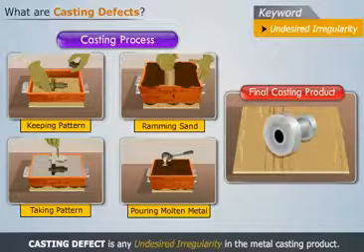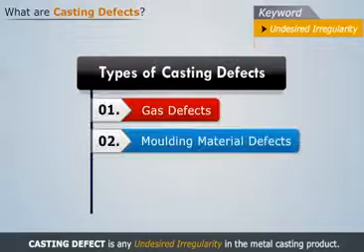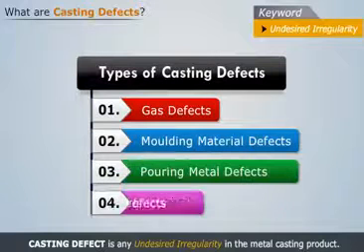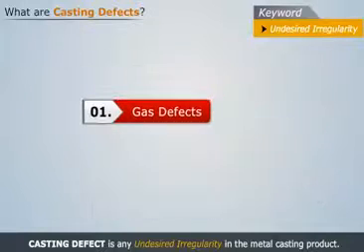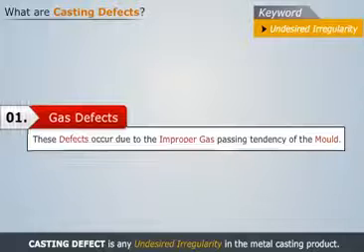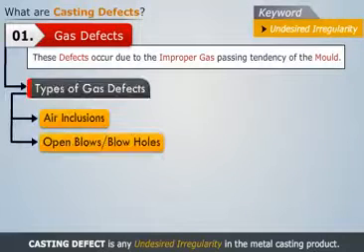Casting defects are broadly classified into gas defects, molding material defects, pouring metal defects, and metallurgical defects. Now let's discuss each of these defects one by one. Gas defects. These defects occur due to the improper gas passing tendency of the mold. They are further classified into air inclusions, open blows, and blowholes.